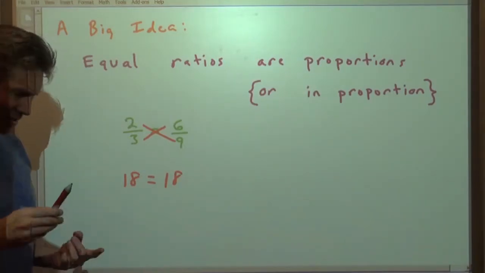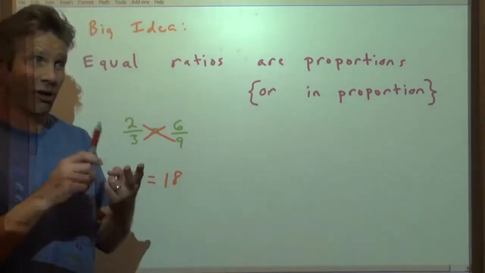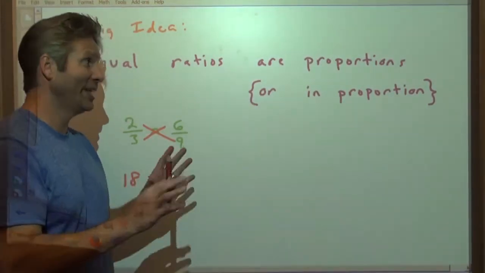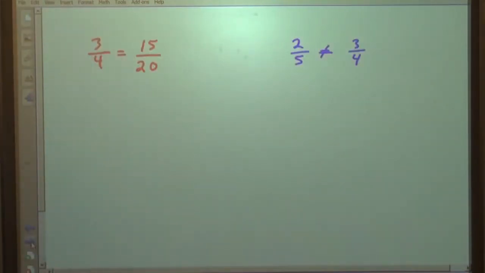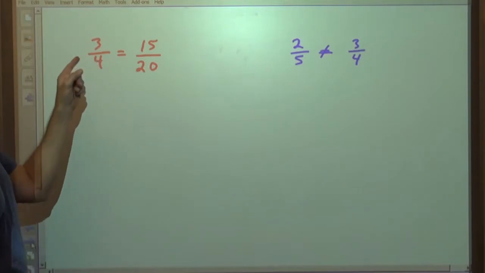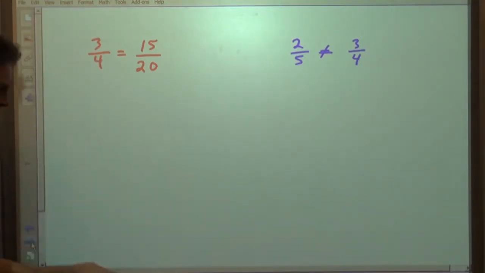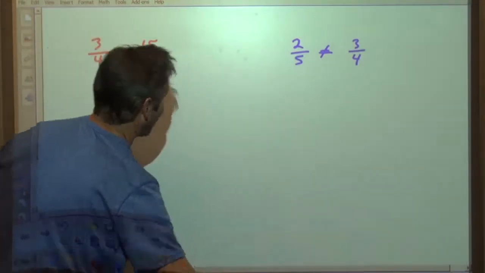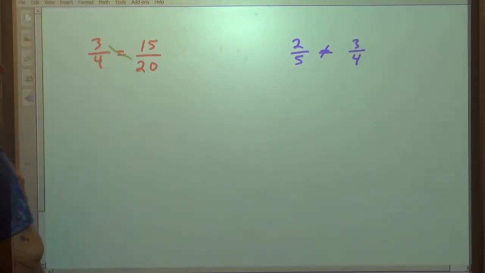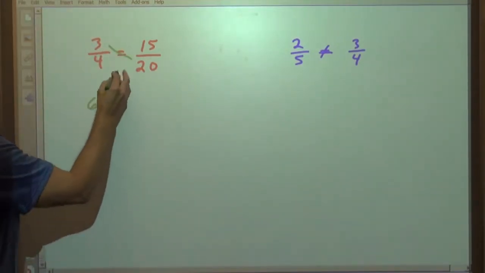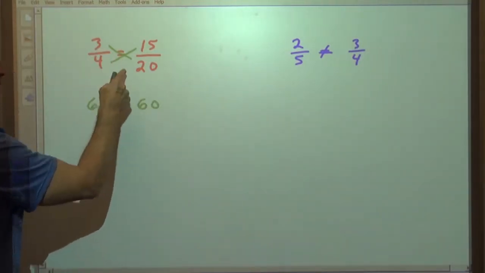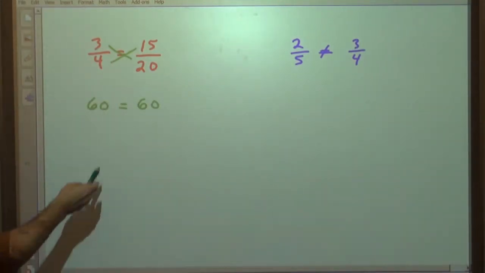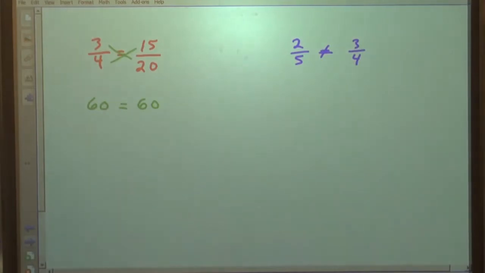Now remember this, because in math we have cross canceling, cross products, cross multiplication. You need to know what's what and when to apply each thing. Alright, these two fractions are equal to each other, so because of that, if you cross multiply, see what happens. What's 3 times 20? Well, that's 60. What's 4 times 15? That's also 60. So any two fractions that are in proportion, when you cross multiply, you get equal values.